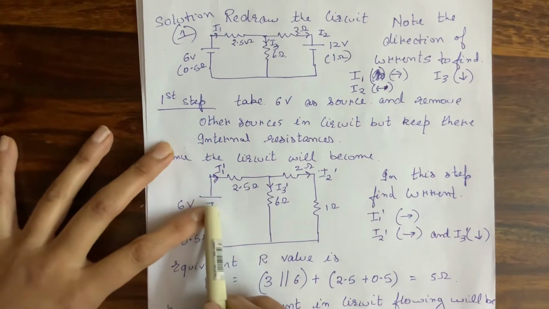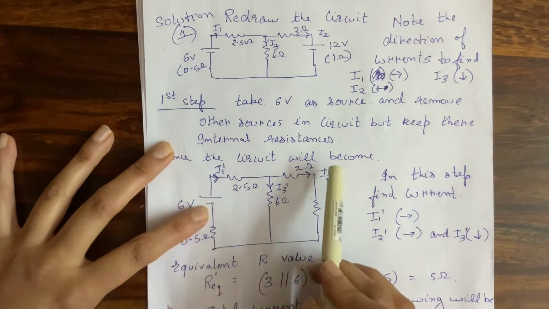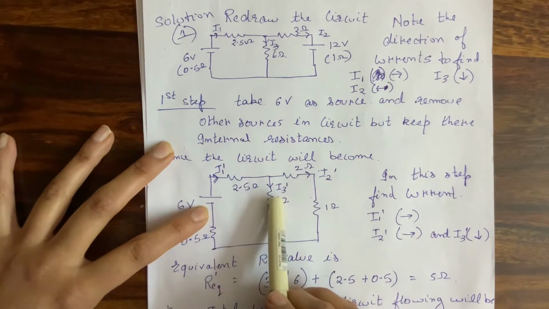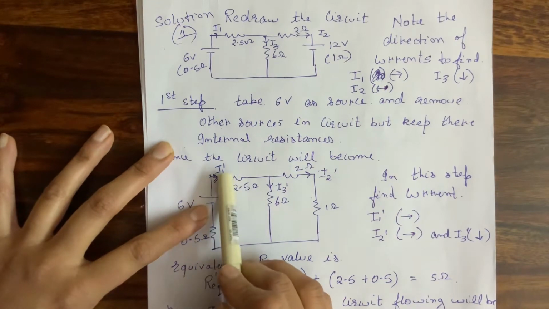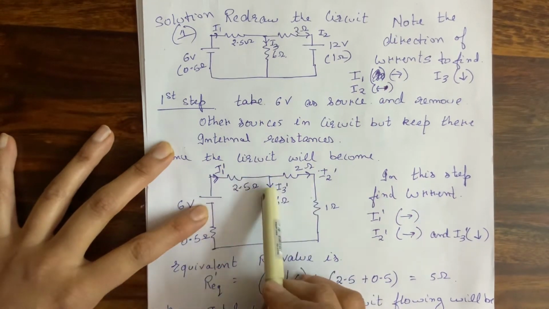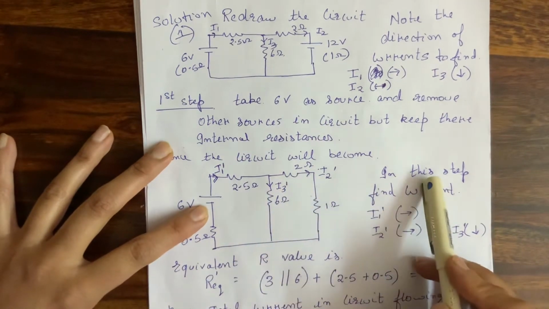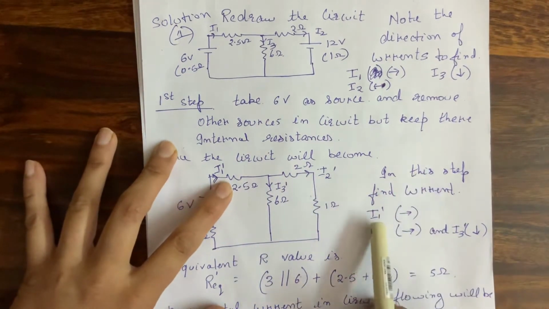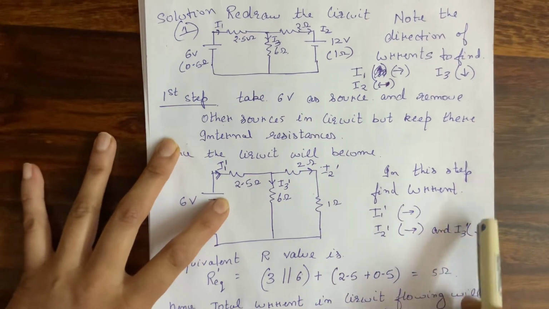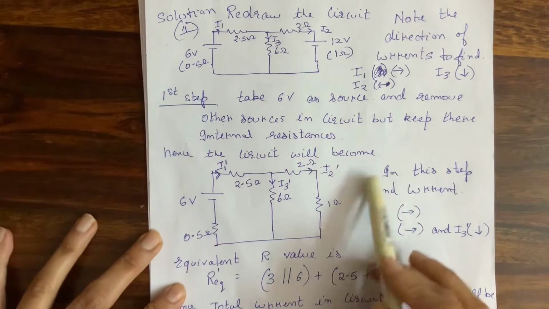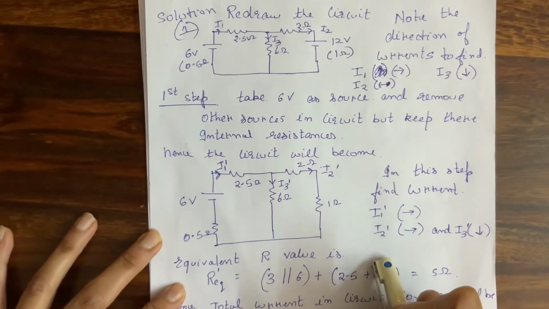As there is only one source, according to this source I have set the directions of I1 dash, I2 dash and I3 dash. Here the main current is I1 dash because of 6 volt. So I1 dash is distributing in the circuit as I3 dash and I2 dash, as we can see. The directions I have considered are I1 dash going towards right, I2 dash going towards right, I3 dash going downwards. These directions will be helpful when we find the equivalent currents.